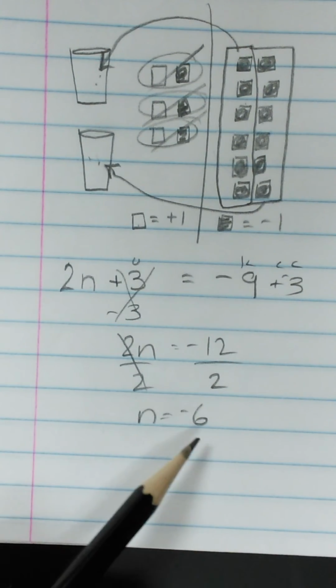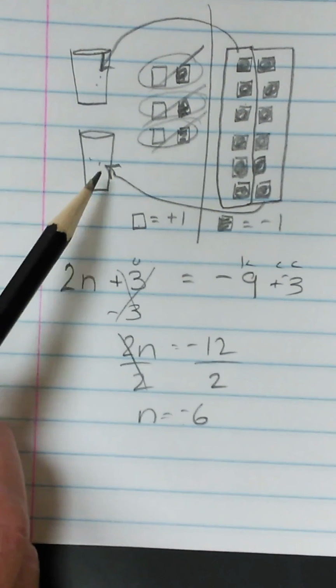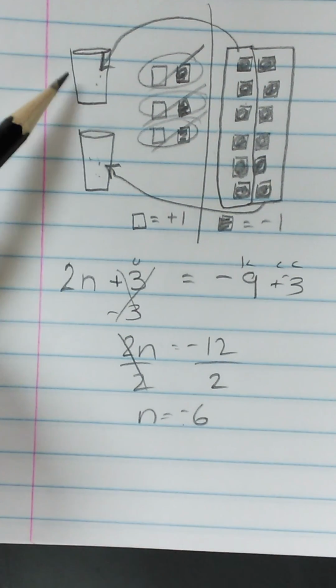So notice that this would be negative 6 because they're colored in. So it'd be negative 6 chips in here and negative 6 chips in here.